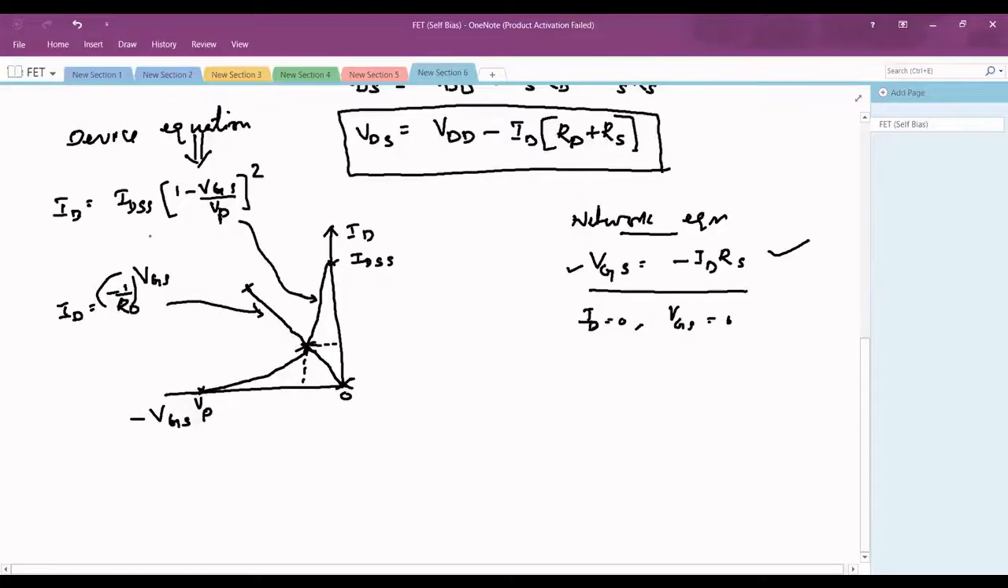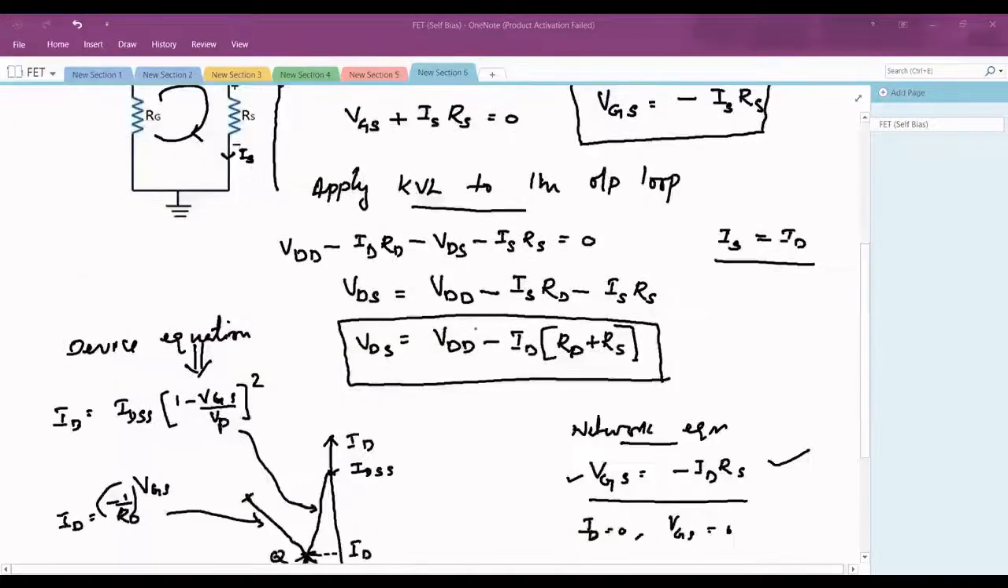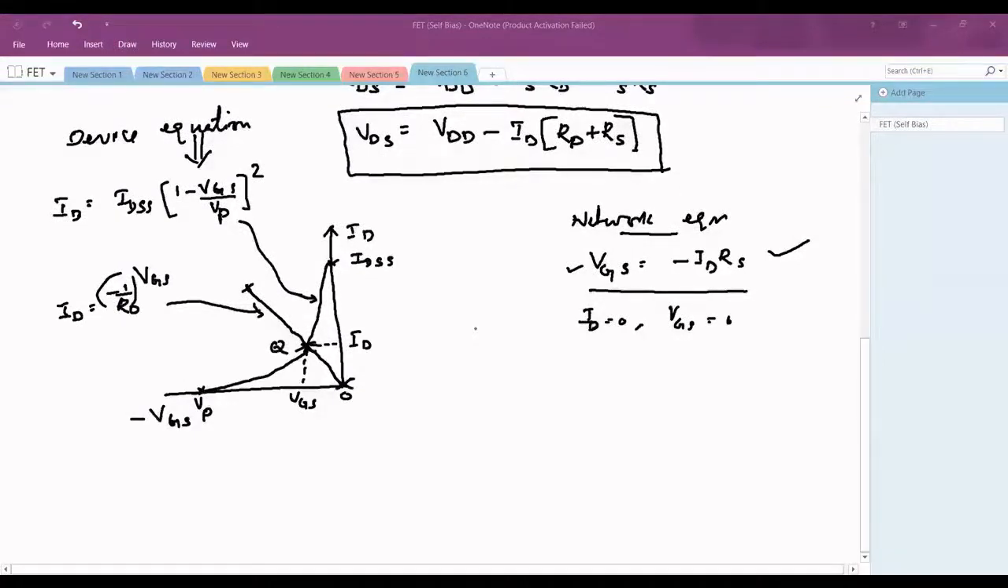So the two equations, the network equation and the device equation, are both valid at a single point where these two intersect, and that will be the operating point of the circuit. Once you get this value, you can calculate the drain source voltage from the expression VDD minus ID into (RD plus RS). So this is the DC analysis of a self-biased circuit.